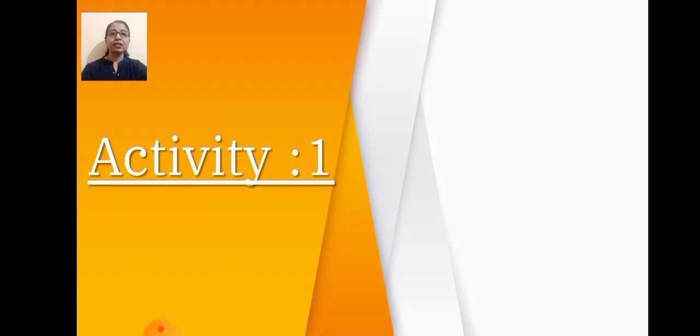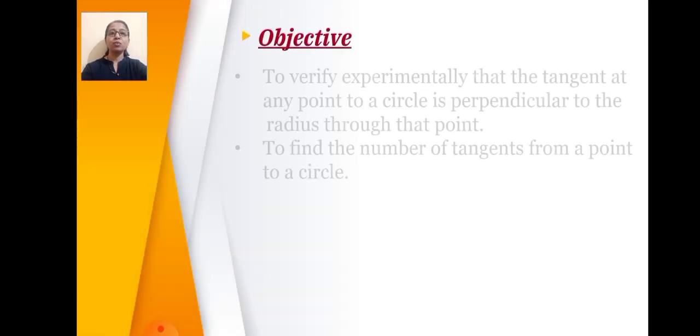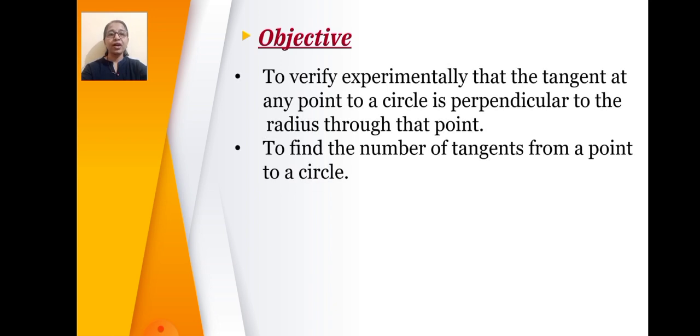So the very first is activity 1 and the objectives are: first objective, to verify experimentally that the tangent at any point to a circle is perpendicular to the radius through that point. And the second objective is to find the number of tangents from a point to a circle.